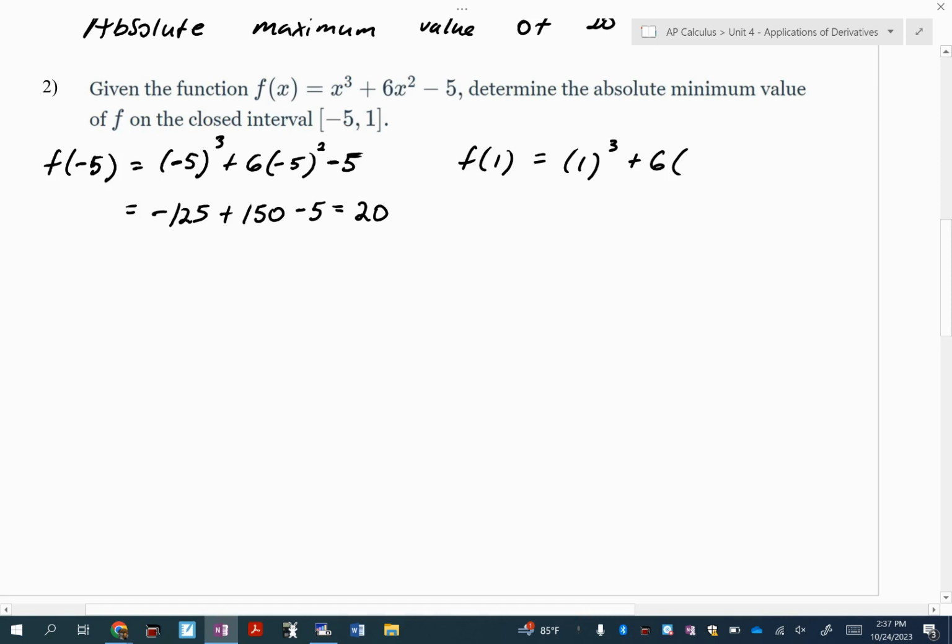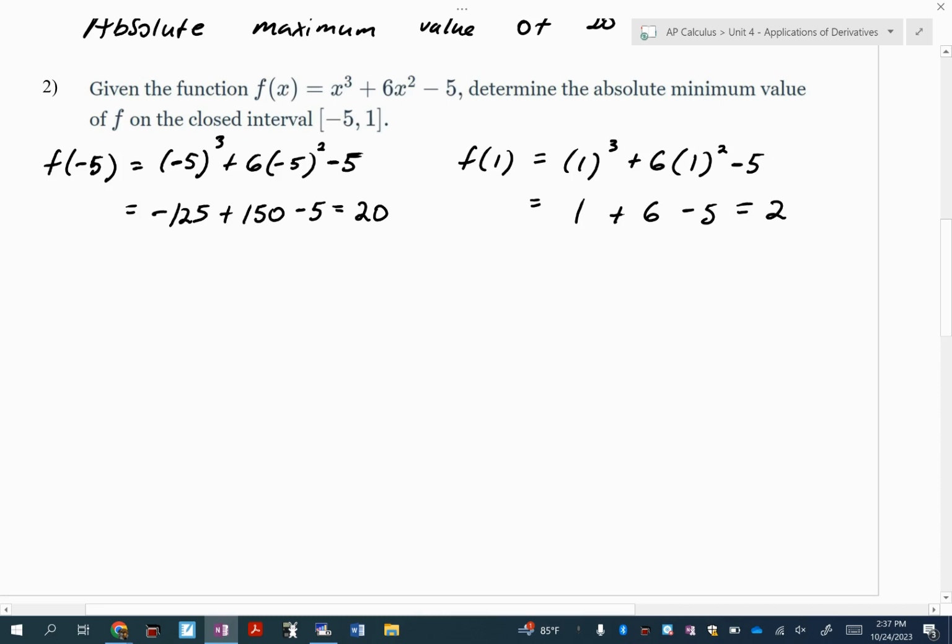I just went left to right. Okay, this one's a little faster. 1 cubed is 1. 1 squared is 1, times 6 is 6. All right, so what's 1 plus 6? 7. 7 minus 5 is 2. All right, that's always the first step.